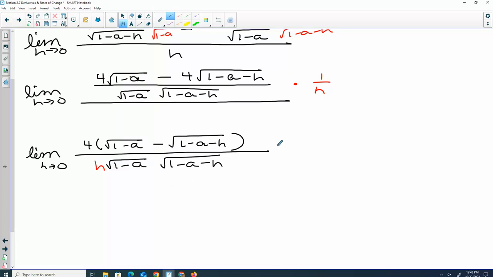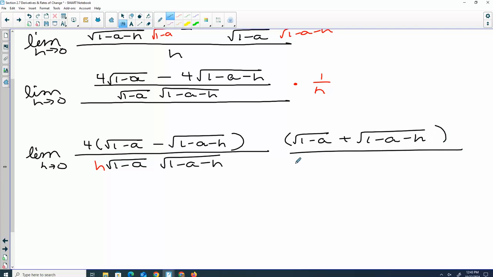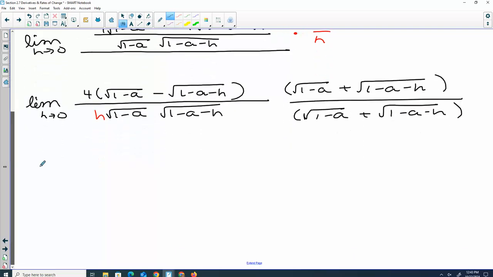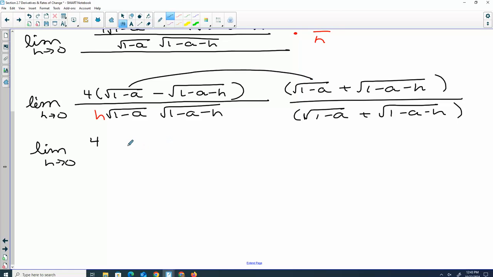Alright, so at this point, if we want to get rid of all these radicals, we have to do the conjugate. 1 minus a plus 1 minus a minus h. So, it's not pretty, but this is just an algebra problem, and we can handle that. We have the 4. If we FOIL, the square root of 1 minus a times the square root of 1 minus a, minus, because they're conjugates, outside and inside cancel.